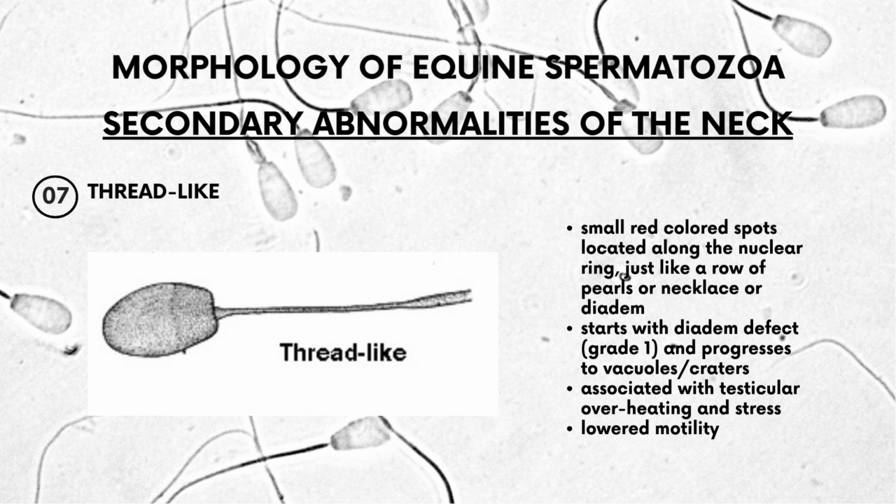Thread-like abnormalities are characterized by small red spots along the nuclear ring, resembling a row of pearls or a diadem. Like other abnormalities associated with the diadem defect, this issue is linked to testicular overheating and stress, which reduces motility and affects fertility.